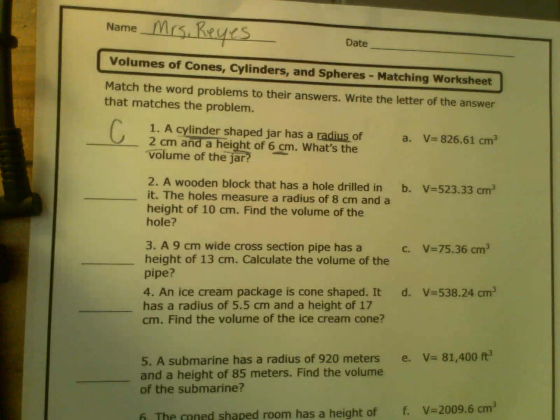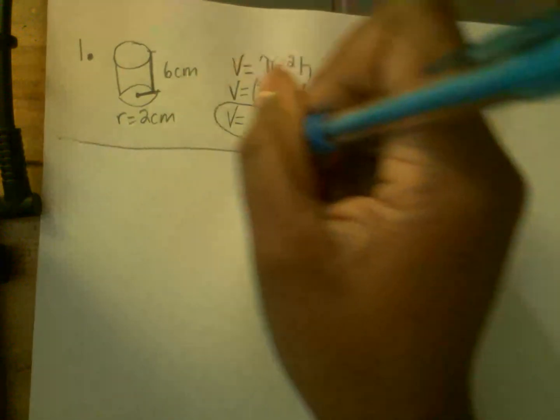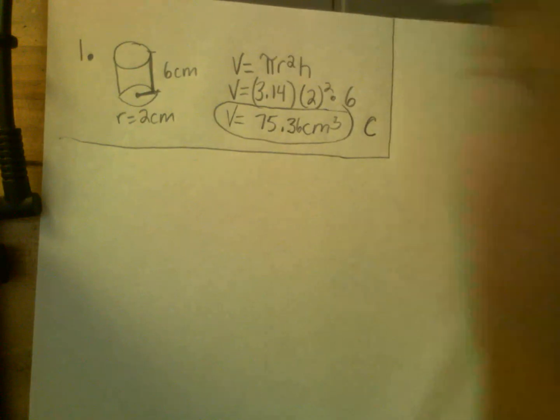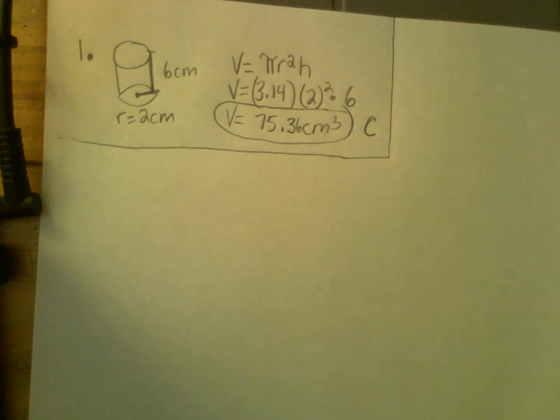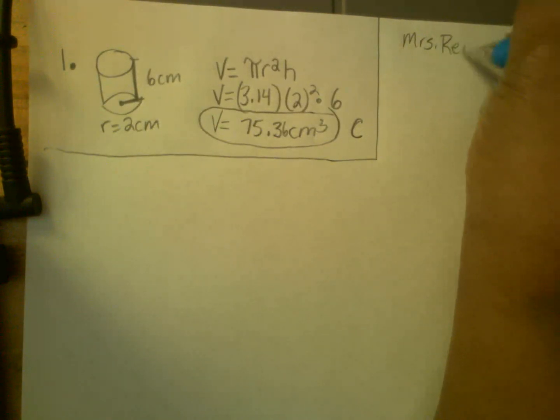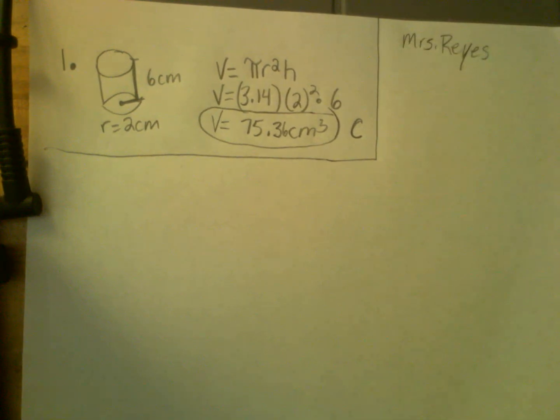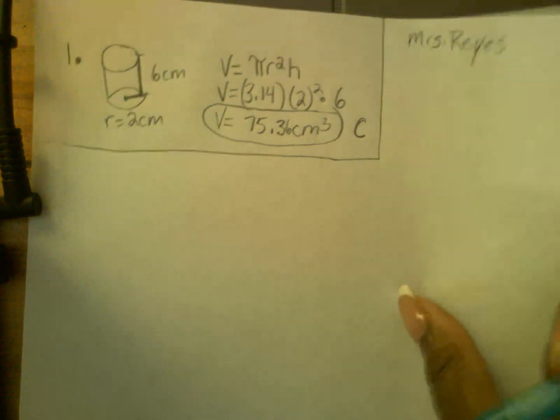Don't forget to show your work on the back, or you can show your work on a separate piece of paper. Just make sure that you put it all together. If you're using a separate piece of paper, please make sure that you write your name on that separate piece of paper. Okay? All right. Okay. So now, number 2.